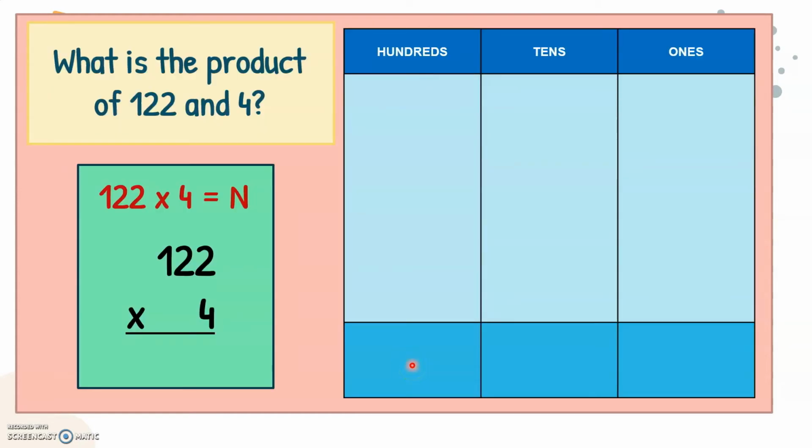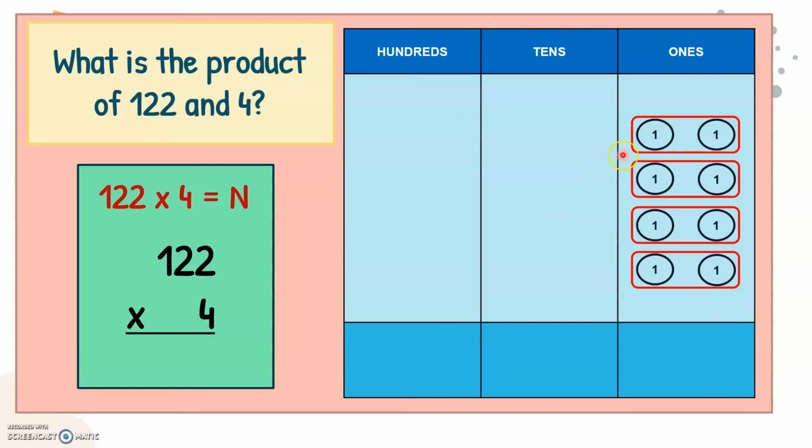Next example. What is the product of 122 and 4? So 122 times 4 is equal to n. Again, to solve this, we will use our place value chart. So let's start with the ones place value. 2 times 4 means 4 groups of 2. 1, 2, 3, 4, 5, 6, 7, 8. And the answer is 8 ones.